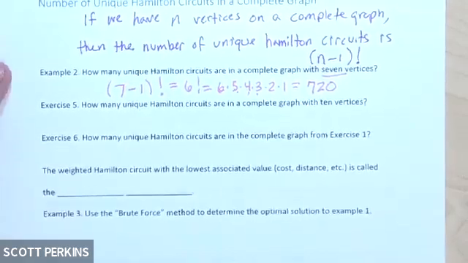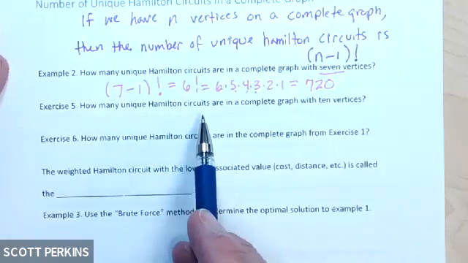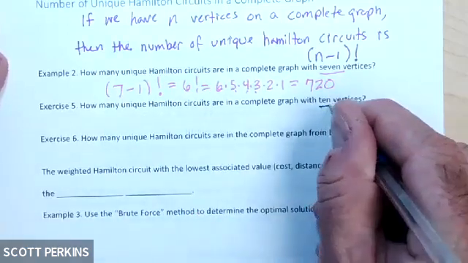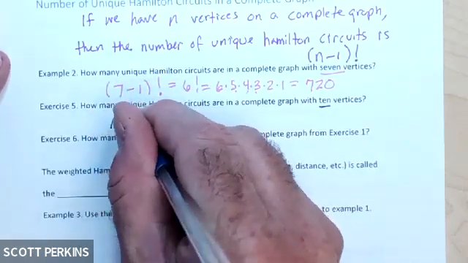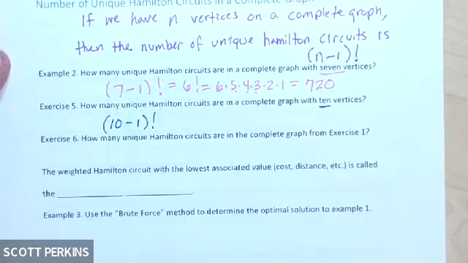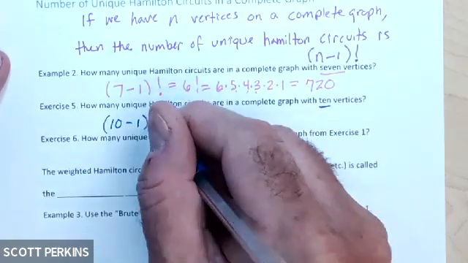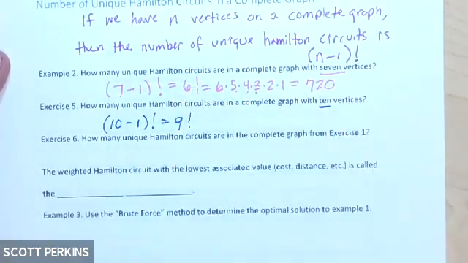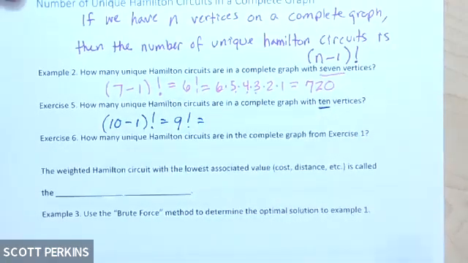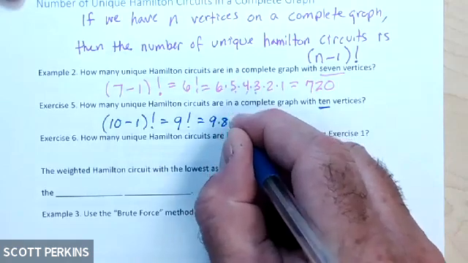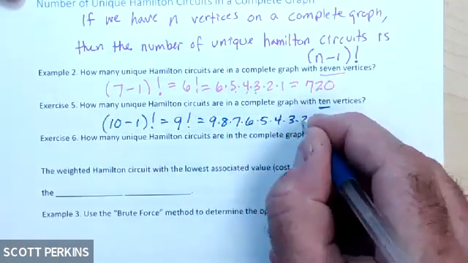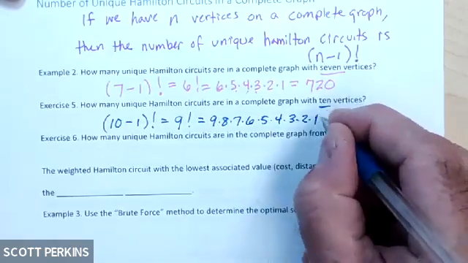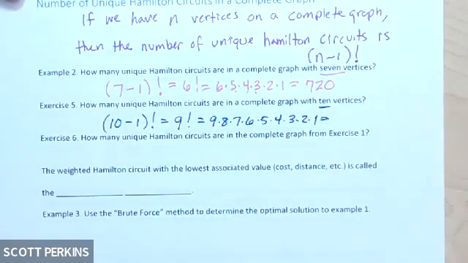So exercise 5 says how many unique Hamilton circuits are in a complete graph with 10 vertices. So this is going to be a large number. So that's going to be 10 minus 1 factorial. So that is 9 factorial. And so again, if you don't have an exclamation point, if you don't have a scientific calculator, then you're going to do 9 times 8 times 7 times 6 times 5 times 4 times 3 times 2 times 1. And if you do have the exclamation point, what is that value?